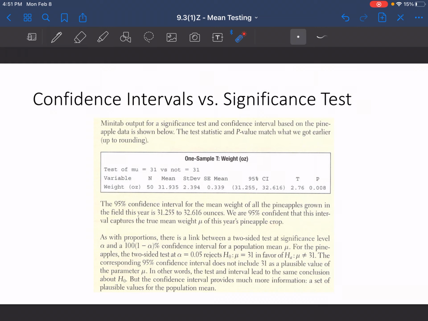So in other words, the significance test and the confidence interval are going to lead to the same conclusion, where 31 wasn't included in the interval, and we rejected it based off of what we got for the p-value, and we ended up going with the alternate hypothesis. So it's going to lead to the same conclusion about our null hypothesis, but the confidence interval in this case provides much more information: a set of plausible values for the population mean.